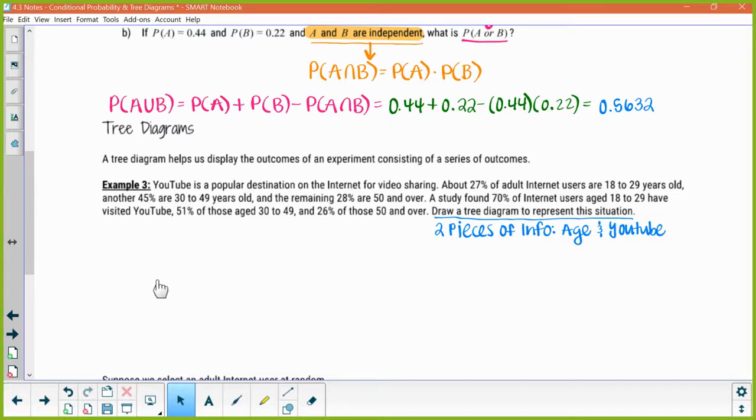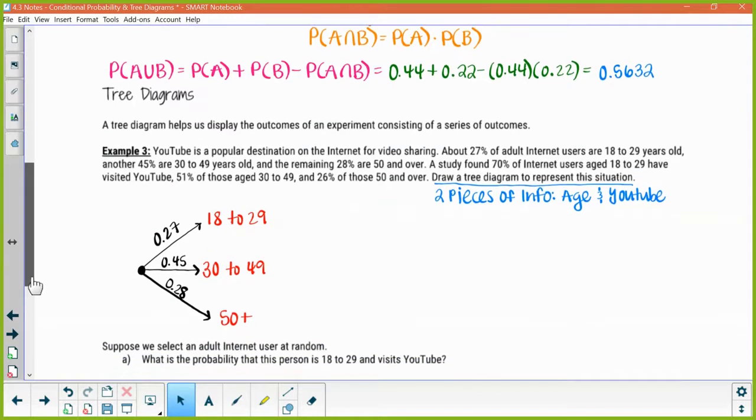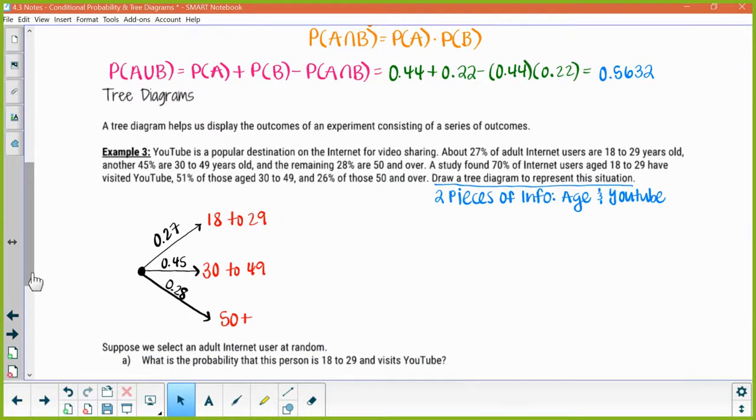I'm going to divide my three groups based on the given percentages. I had 18 to 29, and they said 27%. So that's what I have going there. They said 45% are 30 to 49 and 28% are 50 and over. That takes care of my first couple branches of data.